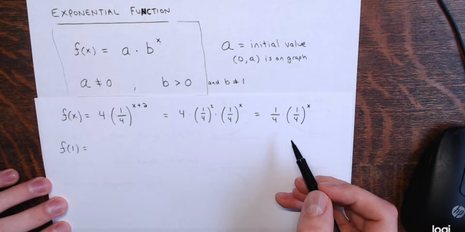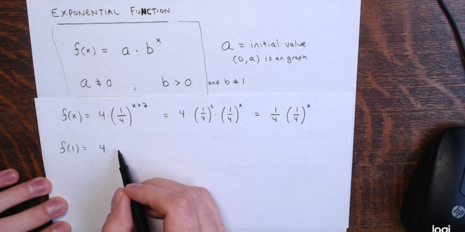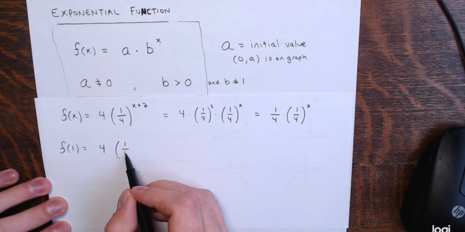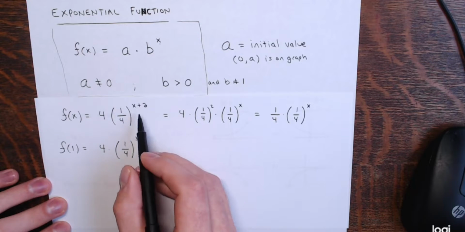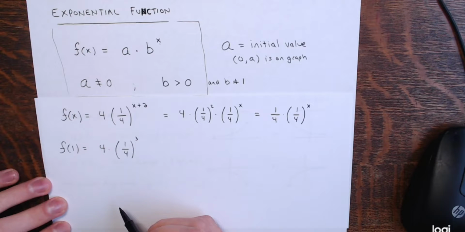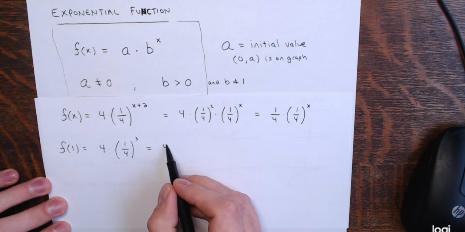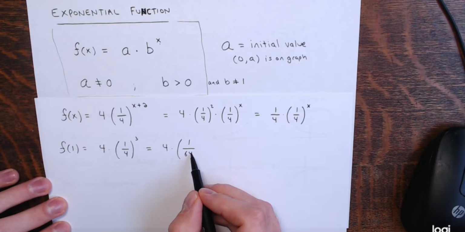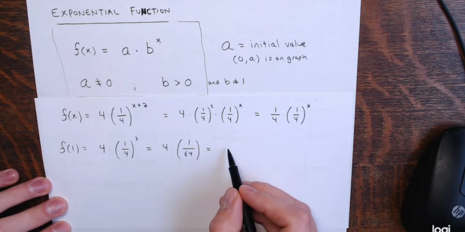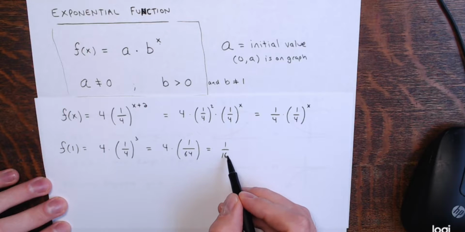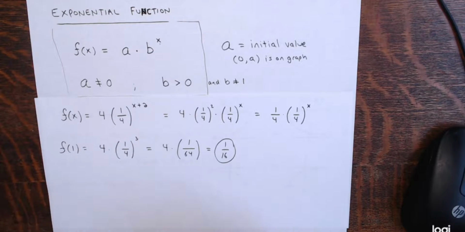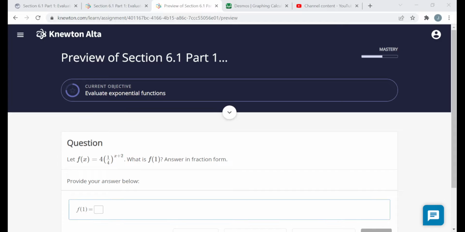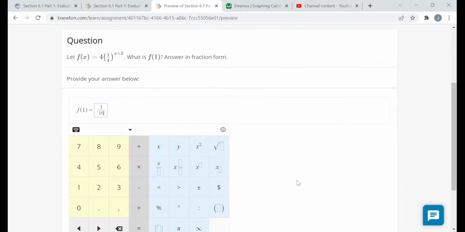All right, but let's go through this. This would be 4 times 1/4 to the 3rd power, 1 plus 2. So 4 times 1/4 to the 3rd power would be 1/64. And then 4 over 64 is 1/16. And there's your output, totally simplified. 1/16. And it did say answer in fraction form, so don't write that as a decimal.